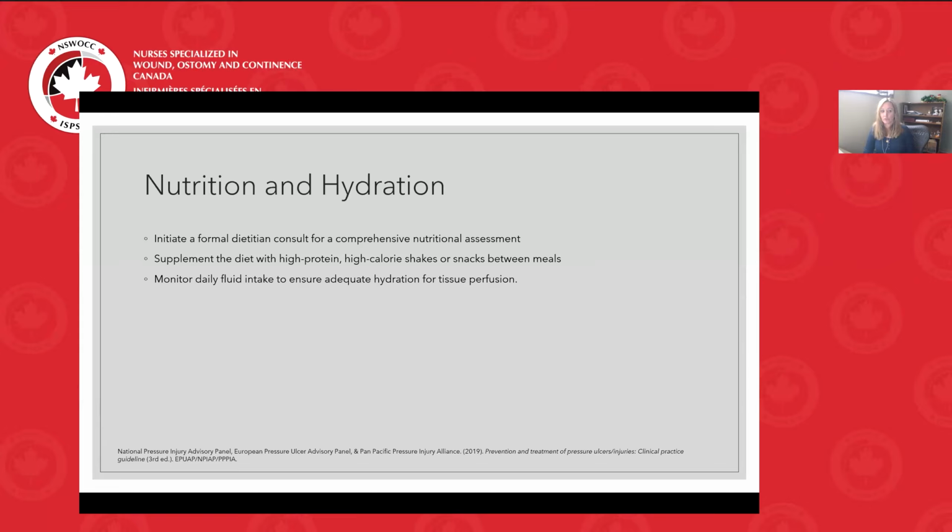We want to make sure that we're monitoring their daily fluid intake to ensure hydration. We know that patients that are dehydrated have really dry skin, and this can cause them to be at a higher risk for the development of pressure injuries, or for skin breakdown due to friction and shearing.